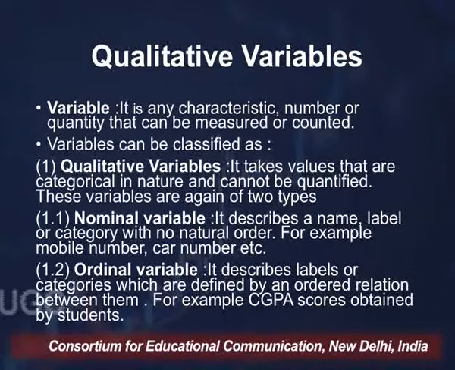Let me first highlight qualitative variables. As the name suggests, this data measures the qualitative aspect of the variable. It takes values that are categorical in nature and cannot be quantified. Qualitative variables can be further broken into two categories: nominal variables and ordinal variables. A nominal variable describes a name, label or category with no natural order. For example, the mobile number.